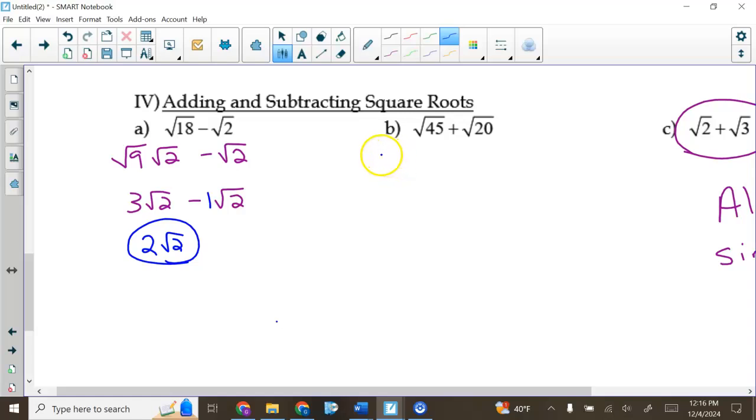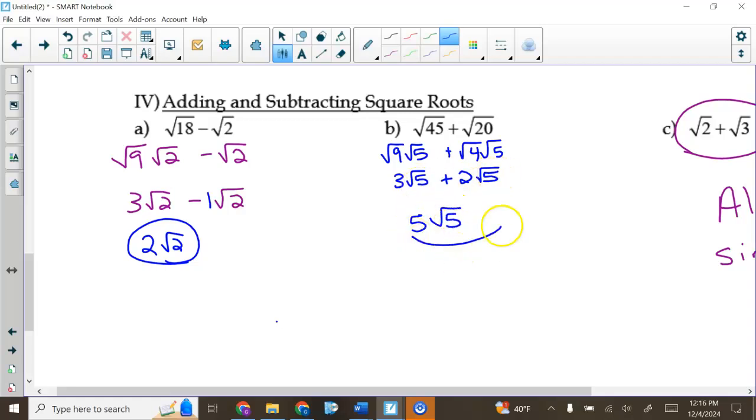All right, we can break up that square root of 45 with 9 and 5, and break up that square root of 20 with 4 and 5. So that's going to be 3 times the square root of 5 plus 2 times the square root of 5. And then if you're adding or subtracting, just again add the numbers out in front. 5, leave the number under the radical, times the square root of 5.